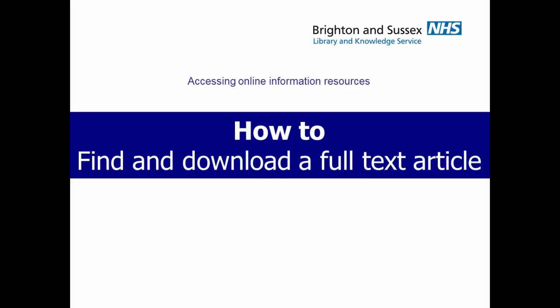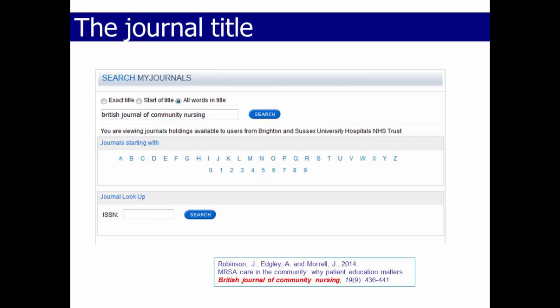Part 4, How to find and download a full text article. In Part 3, we looked at an article reference and identified all the information we need to locate the article. To make sure we get the full text, let's go back to our list of subscribed journals and put in the first bit of that information, the journal title.